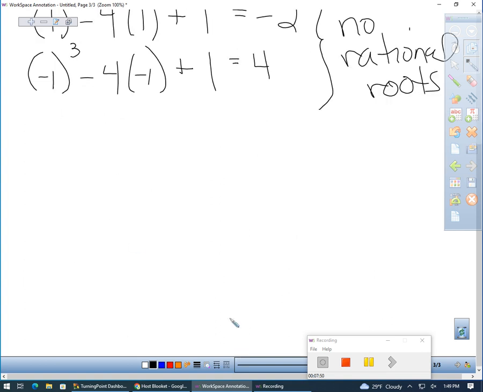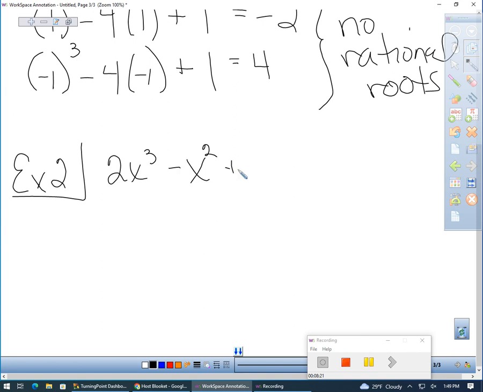Same exact thing. I'm going to make it a little tougher, though. Example number 2. I want a really, really good one. All right, let's go with 2x to the third minus x squared plus 2x plus 5. All right, and I want to find the rational roots.